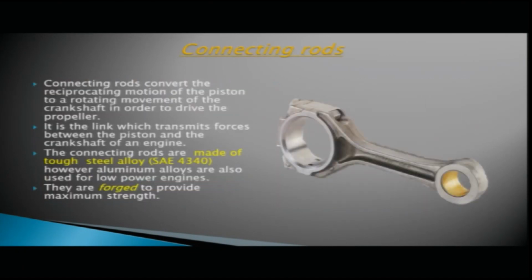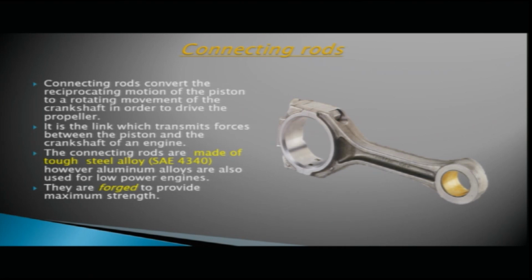This was all about crankshafts. Now coming to connecting rods. The connecting rods basically convert the reciprocating motion of the piston to a rotating movement of the crankshaft in order to drive the propeller. So the basic purpose of the connecting rod is to convert the reciprocating motion of the piston to the rotary movement of the crankshaft. It is the link which transmits forces between the piston and the crankshaft of an engine.